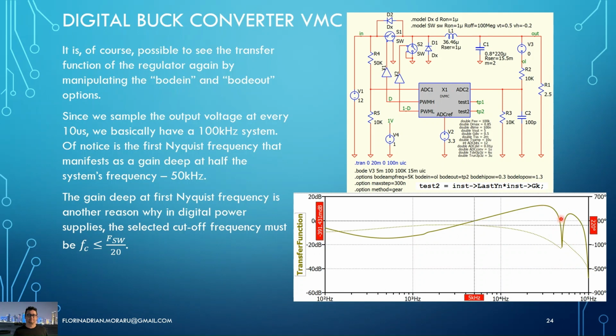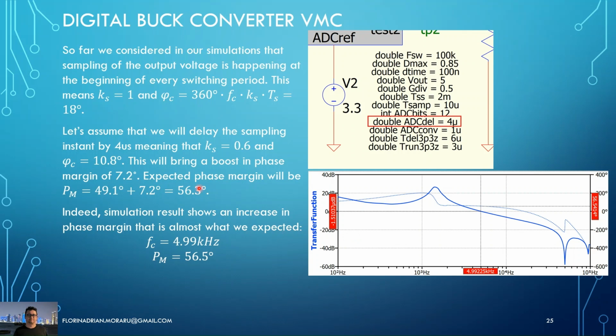What we can notice here is that because we are sampling once every 10 microseconds, we basically have a 100 kilohertz system. So at 50 kilohertz, the first Nyquist frequency is visible, manifesting as a gain dip here. This gain dip is another reason why in digital power supplies the selected cutoff frequency must be lower than switching frequency over 20.